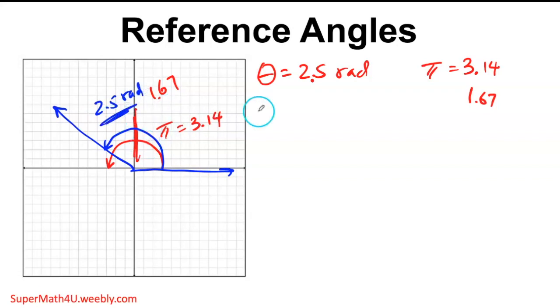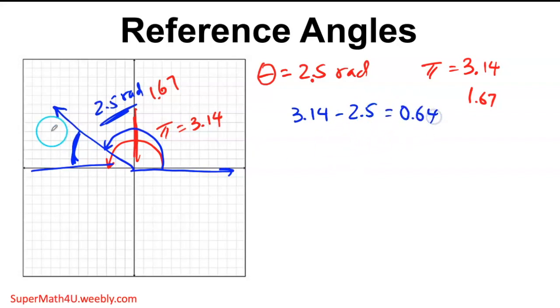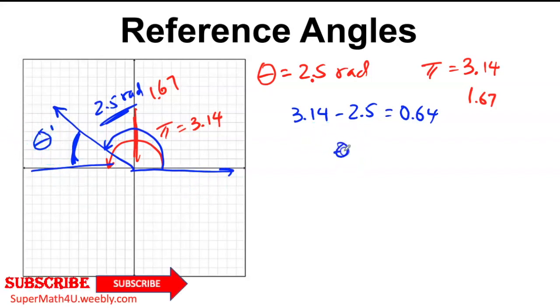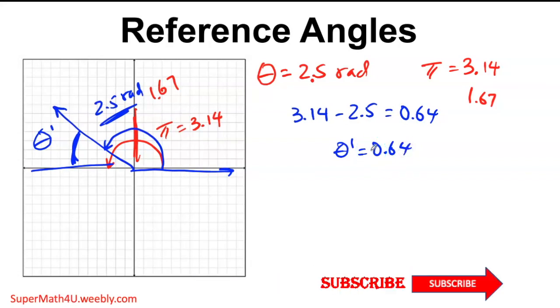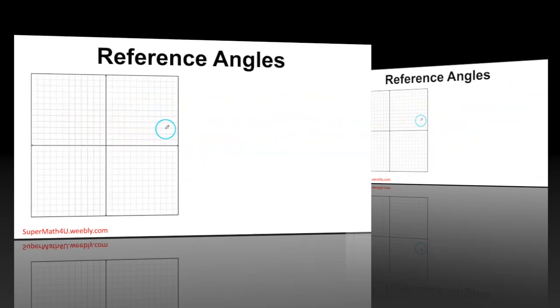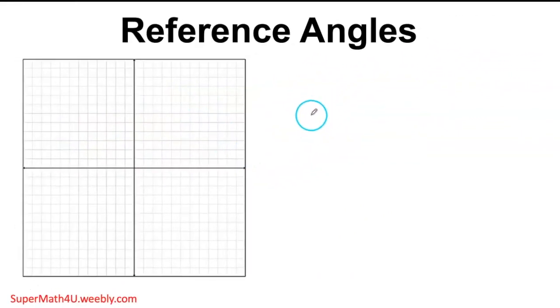That's my angle. So this is my reference angle with the x-axis, always. It doesn't matter if it's positive or negative, it's always with the x-axis. So in that case, I'm going to take 3.14 and subtract 2.5, and that's going to give me 0.64. So my reference angle, which I'm calling theta prime, is 0.64.